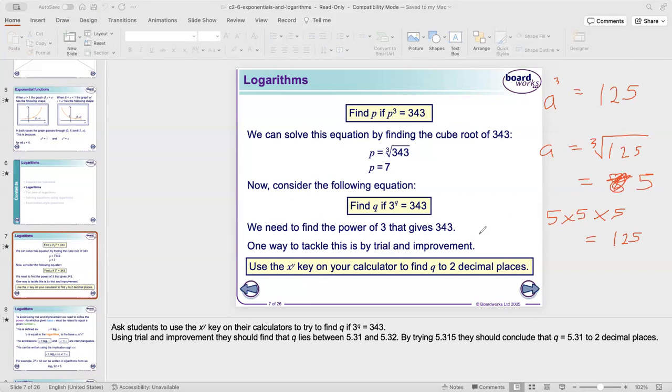5 times 5 times 5 equals what? 125. That means that if you say 5 to the A is 125, you know that A is going to be 3.